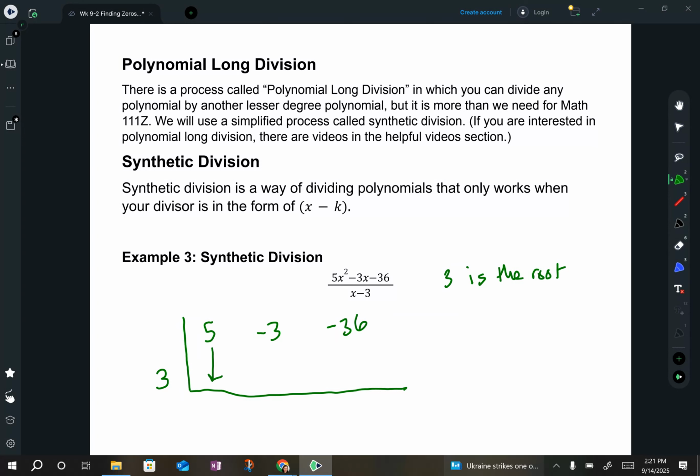And to do synthetic division, you just follow this algorithm. First, you bring down the first number, which is 5. Then you take 5 times 3 and you write it in this space. You add down. Minus 3 plus 15 is 12. Then you multiply 12 by 3 and you get 36. Minus 36 plus 36 is 0. So that's the process. You multiply, add down, multiply, add down. If you get a 0 in this last column, this is your remainder. So getting a 0 remainder means that it divided evenly. So that means that x minus 3 divides evenly into 5x squared minus 3x minus 36.